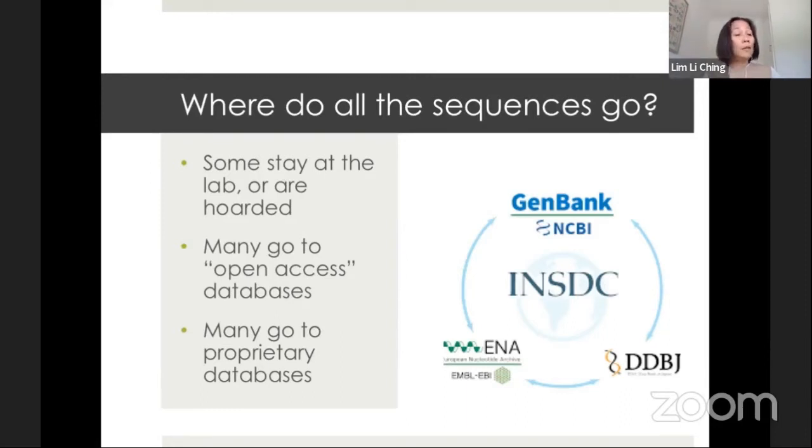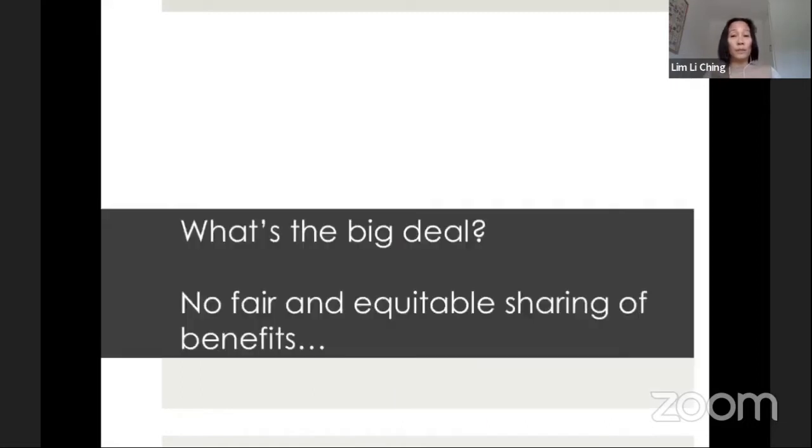And many of the sequences also go into proprietary or private databases. We don't know that much about these private databases, but these could, for example, be held by the big agriculture companies such as Syngenta or Monsanto. And we know that they are able to also access the sequences in the open access databases, and they complement this with their own collections. So you might ask, what's the big deal?